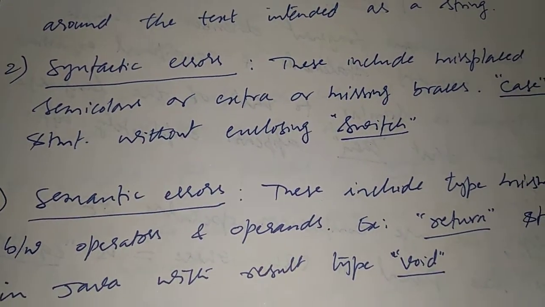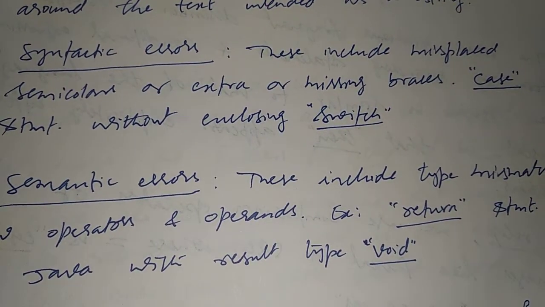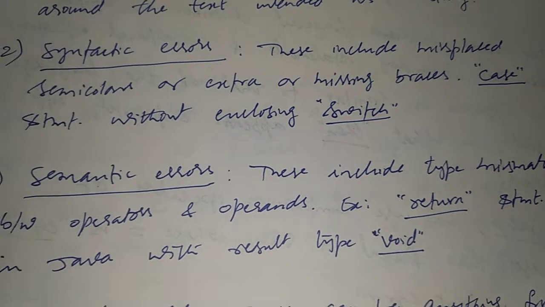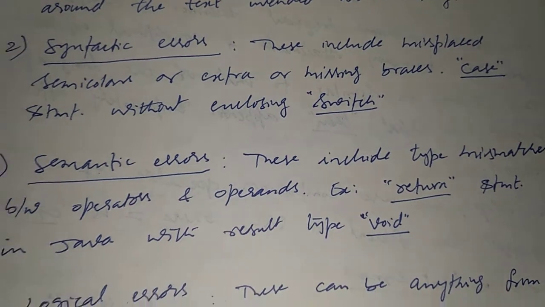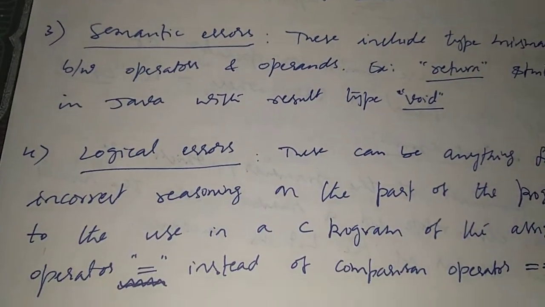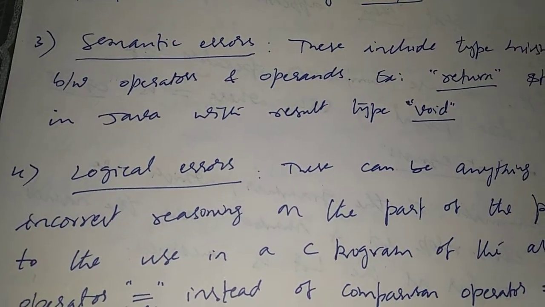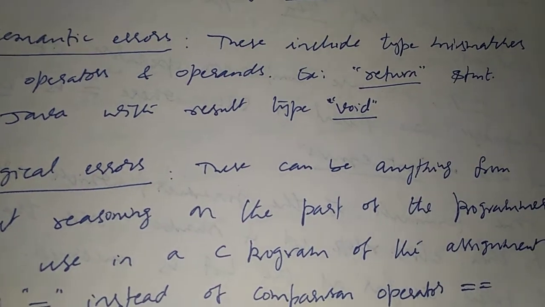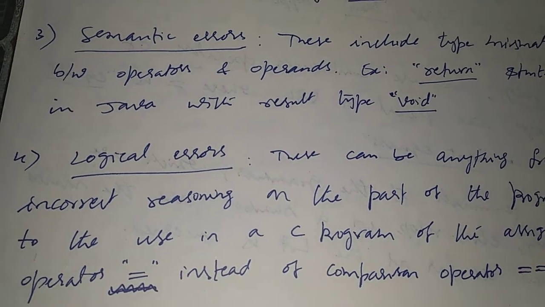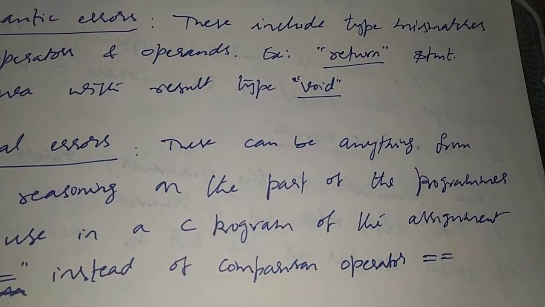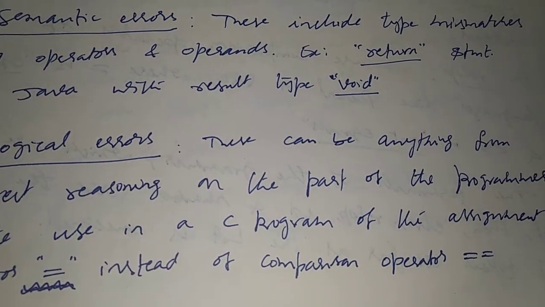Then semantic errors. These include type mismatches between operators and operands. For example, a return statement in Java with result type void. In that case, it will throw an error message. And finally, we have logical errors. These can be anything from incorrect reasoning on the part of the programmer. The programmer himself is going to make some mistakes, such as the use in a C program of the assignment operator equal to instead of the comparison operator double equal to.